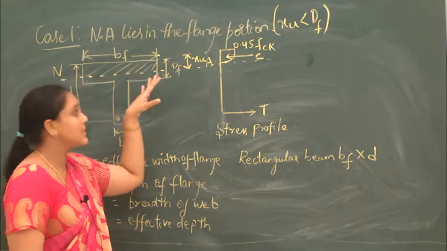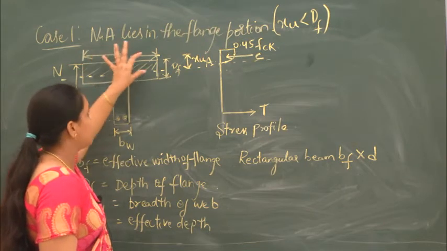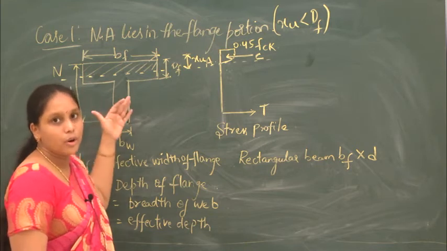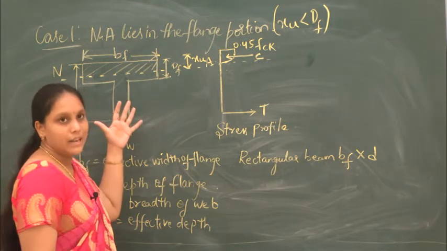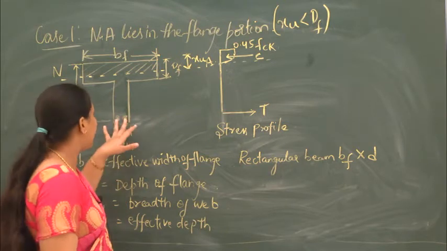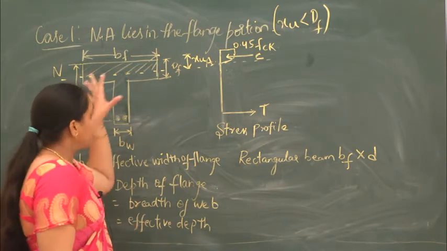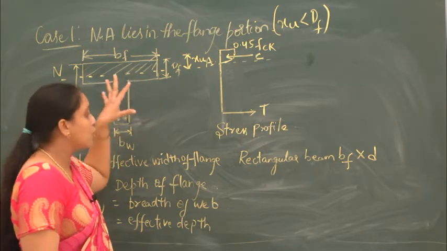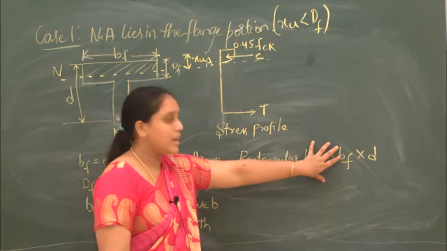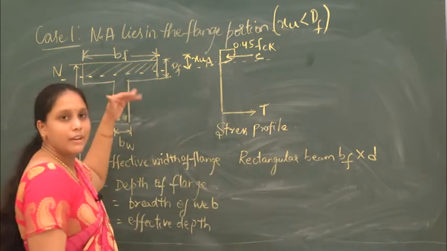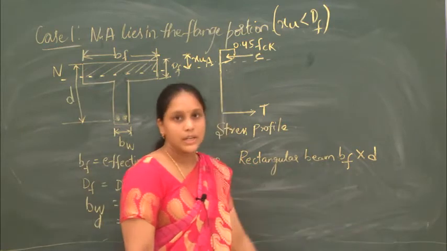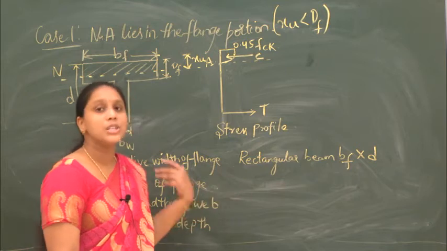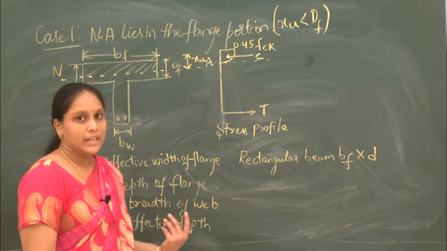As the neutral axis is lying in the flange portion, only this part is going to have the compressive force, and the remaining concrete is all ignored because concrete doesn't take any tensile forces. All the tensile forces are taken up by the steel itself. For that reason, we are considering this T section as a rectangular beam of width BF and the effective depth D. Now I am going to analyze this with the equations we have derived for a rectangular beam.